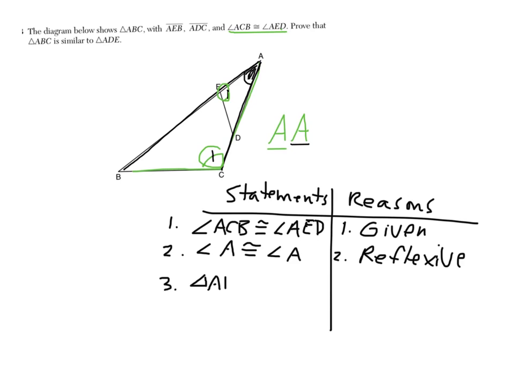Triangle ABC is similar, and that's the symbol for similar. It looks like a worm. Triangle ADE. And the reason would be angle-angle.